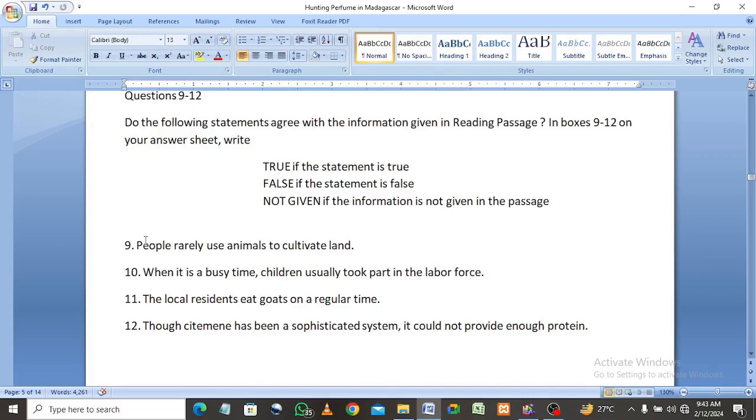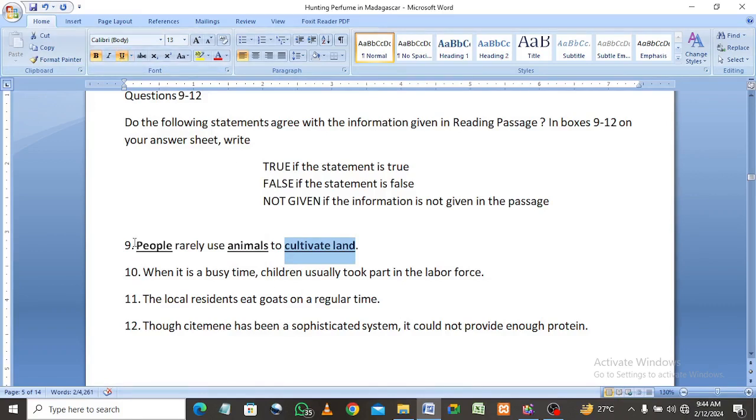So what I'm going to do here is underline all the scanning keywords from question 9 to 12. For question 9, the scanning keyword here is what? People. I underline it, make it bold. Animal. I underline it, bold. Then cultivate land. I also underline it, bold. So these are the scanning keywords for question 9.